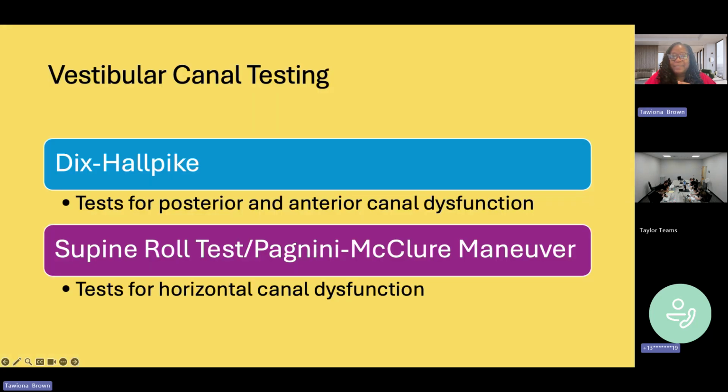So here is just a synopsis of the vestibular canal testing for you. And this is also found in your asynchronous video material as well. It goes over the Dix-Hallpike, and it tells you that that's the test for the posterior and anterior canal. You have the supine roll test or the Pagnini-McClure maneuver. Those are used interchangeably. So sometimes you might see the Pagnini-McClure, and oftentimes you'll just see the roll test. And that's going to test for your horizontal canal dysfunction.